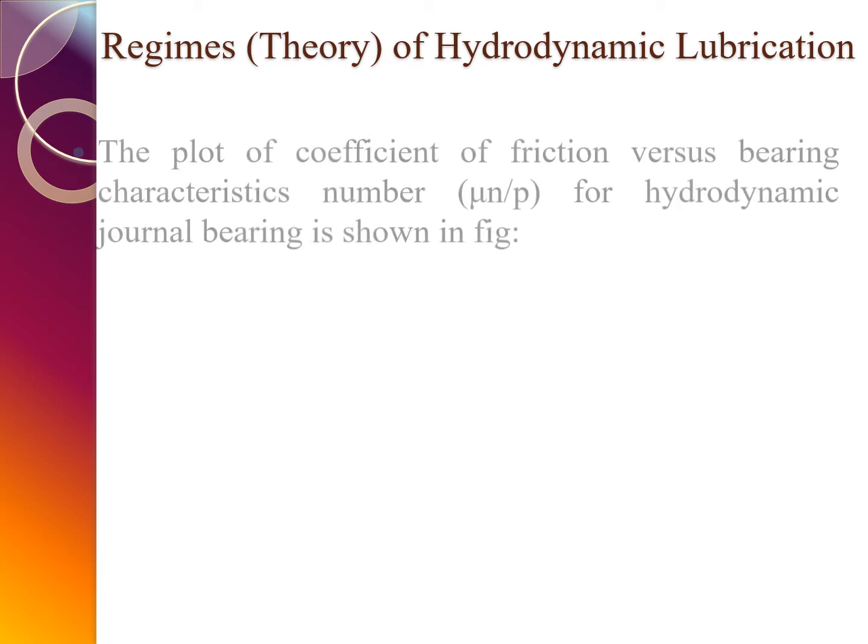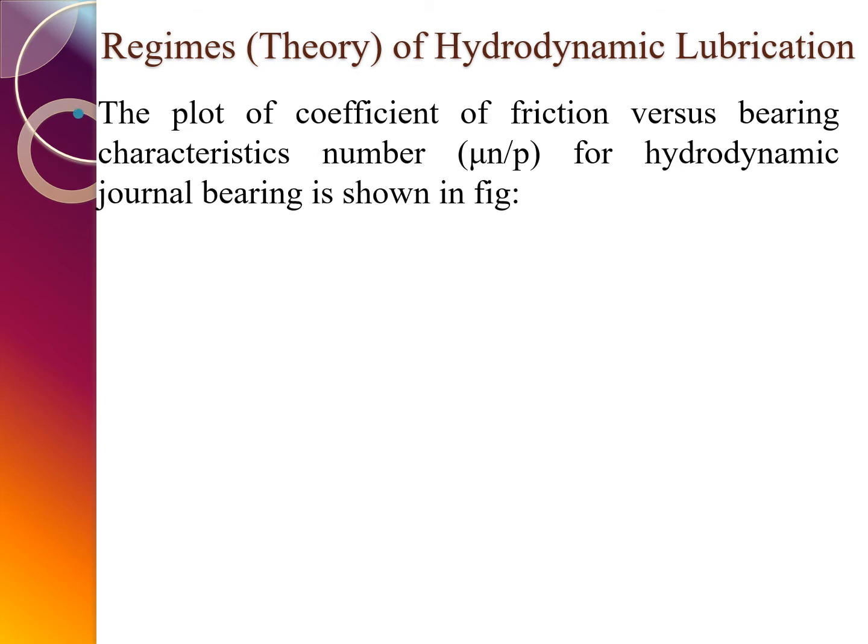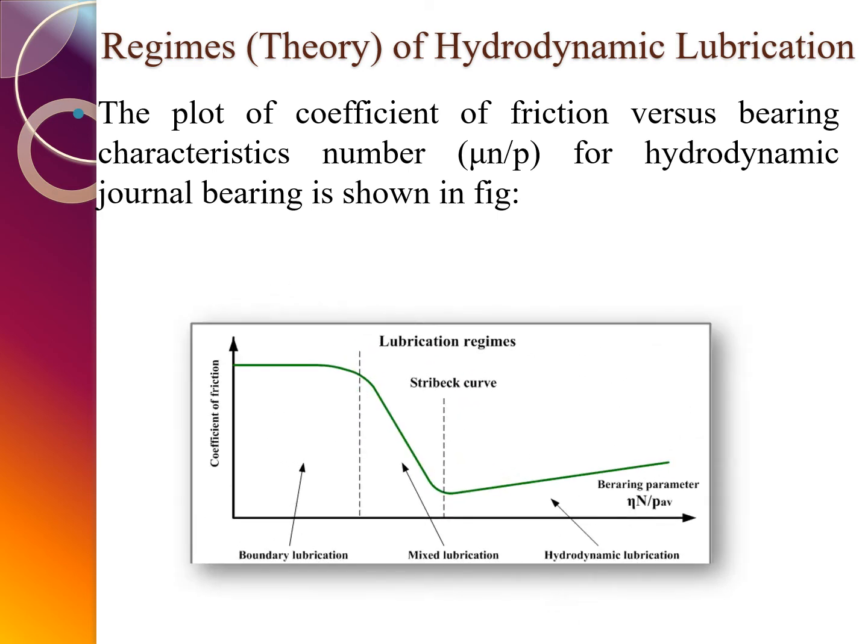Next part is regimes or theory of hydrodynamic lubrication. The plot of coefficient of friction versus bearing characteristics number. We already saw in Petrov's equation we get two dimensionless parameters, that is mu N S upon p and R upon c. Then mu N S upon p is also known as the characteristics number. Then we get this curve, that is coefficient of friction versus the characteristics number. Then we get the three regimes, that is boundary lubrication, mixed lubrication and hydrodynamic lubrication. We will see the details in the next slide.